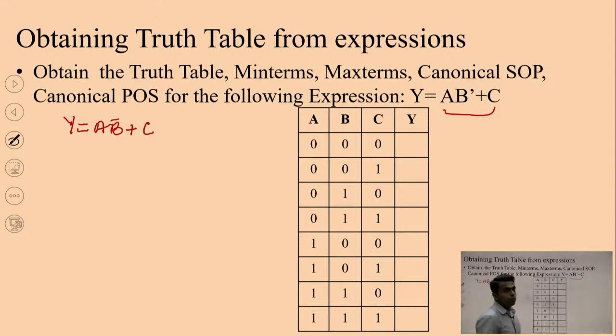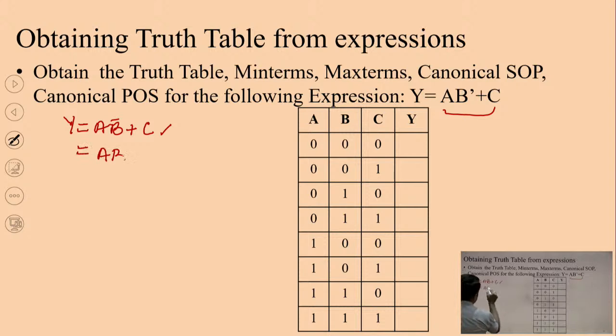And for this I have to prepare the truth table, I have to find the minterms, I have to find the maxterms, I have to write the canonical SOP. So in the previous slide we have seen that the truth table was giving us canonical terms. So to prepare the truth table I need the canonical expression. But this expression is not canonical. So the first thing will be to convert this into a canonical expression.